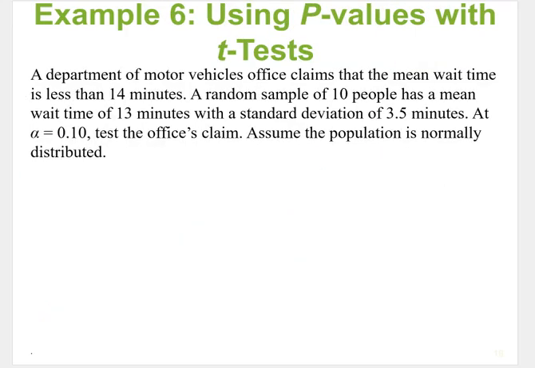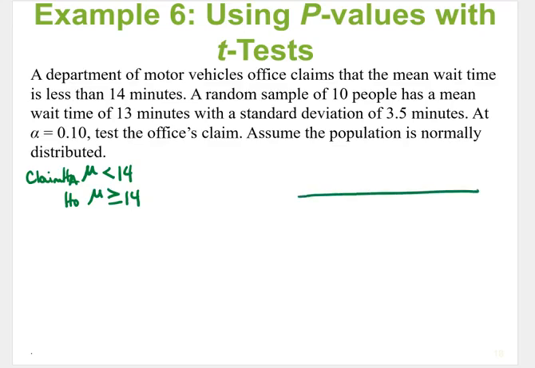All right, so the Department of Motor Vehicles Office claims that the mean wait time is less than 14 minutes. So here's my claim. My claim is that the mean waiting time is less than 14 minutes. That's the alternate, right? Because it doesn't have an equal sign. So my null is going to be that mu is greater than or equal to 14 minutes. This is going to be a one tail and it's going to be a left, right? Because if we look at the alternate, it's less than.